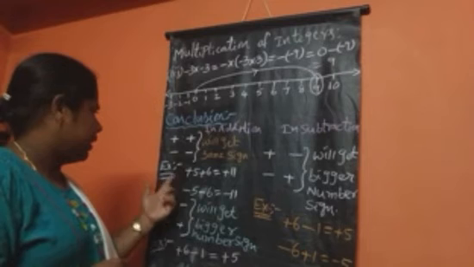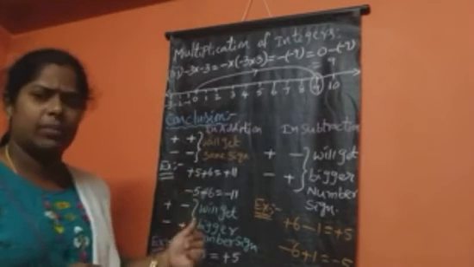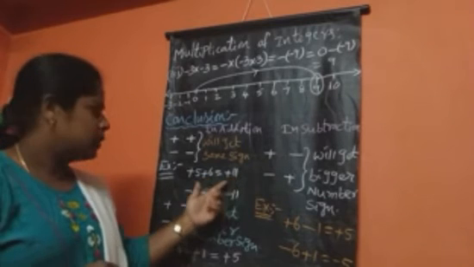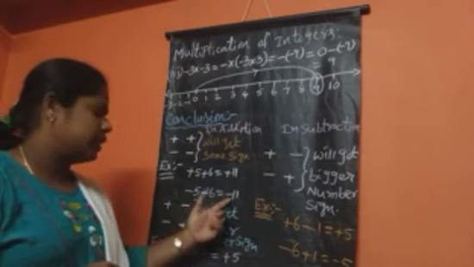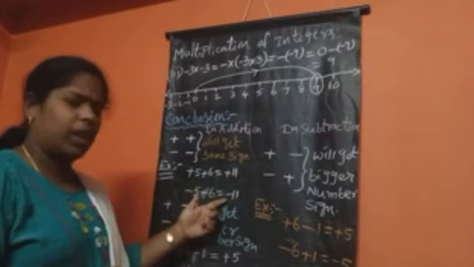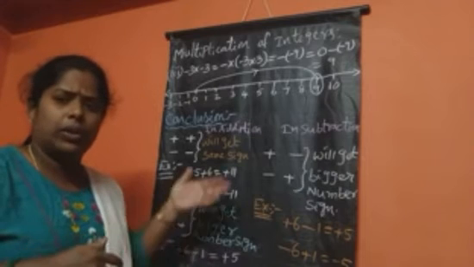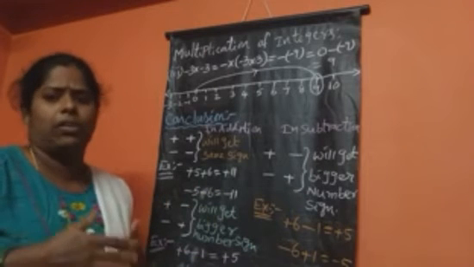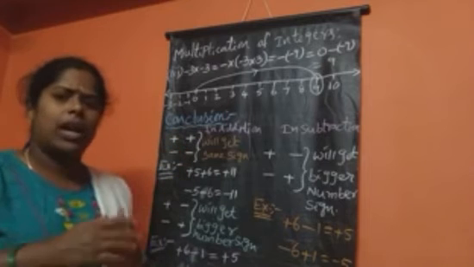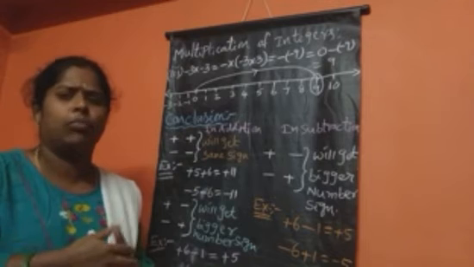That means one example: plus 5 plus 6, both have the same sign. That's why we will get a plus sign answer. Next, minus 5 minus 6 means we will get the answer minus 11. This type of problems we already did on the number line. So here we are going to the conclusion only. Again we are recalling now, that's it. For this type of conclusions we already did the problems on the number line by taking more examples.